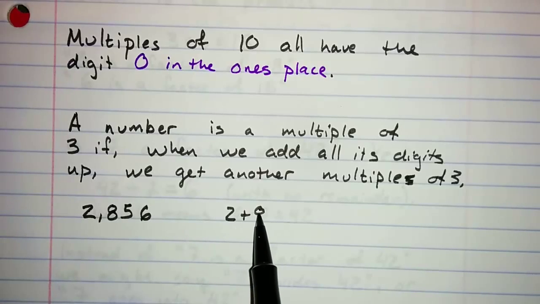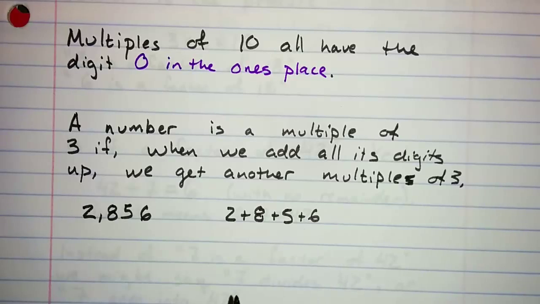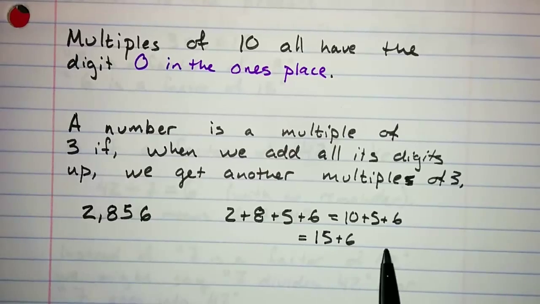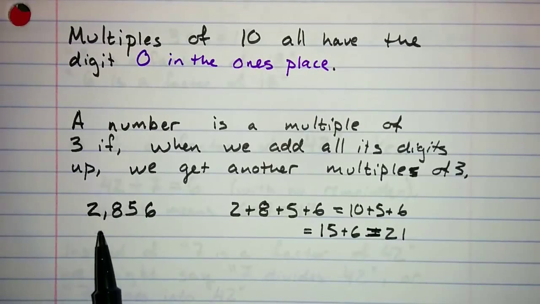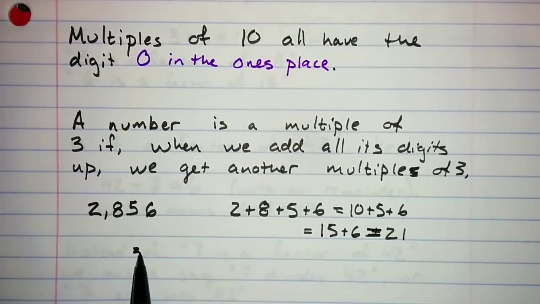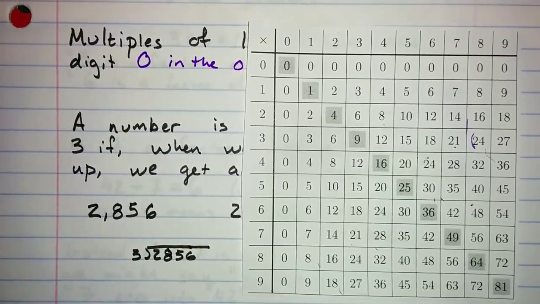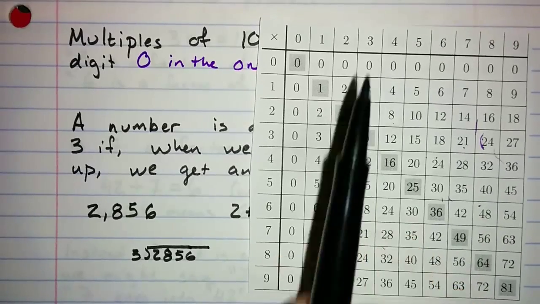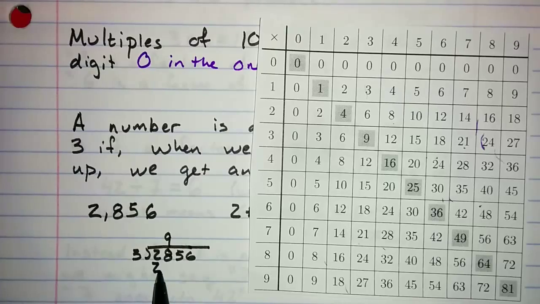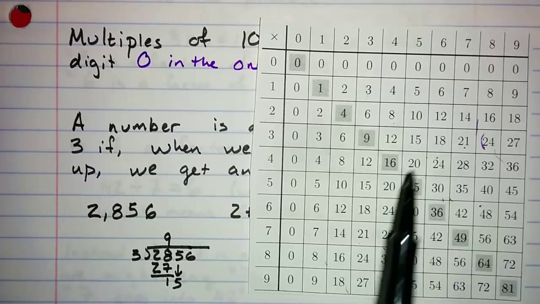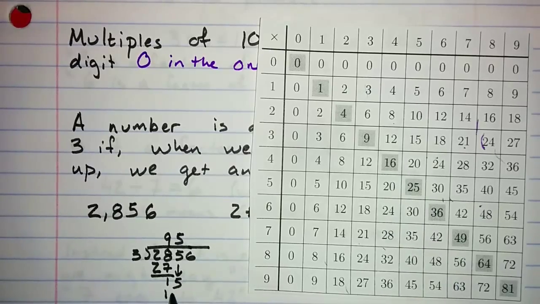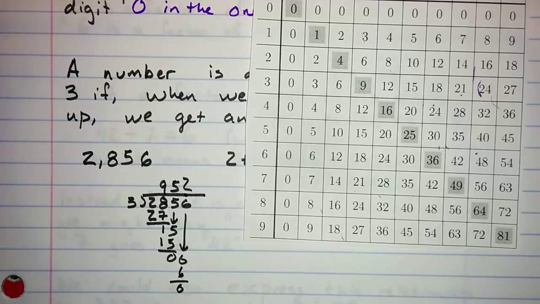Well, 2 plus 8 plus 5 plus 6. 2 and 8 is 10. 10 and 5 is 15. 15 and 6 is 21. 21 is a multiple of 3. So this number must be also. Don't believe me? Let's check. 3 doesn't go into 2, but it goes into 28 9 times. Three goes into 15 5 times, and 3 goes into 6 twice.